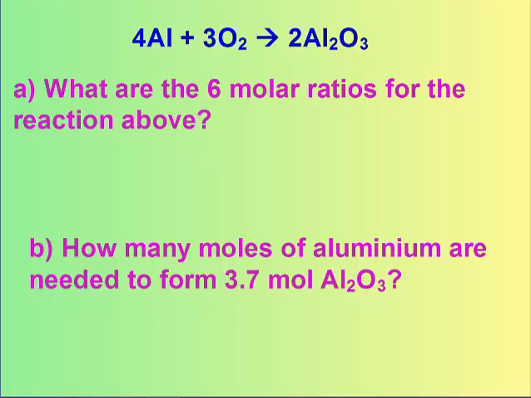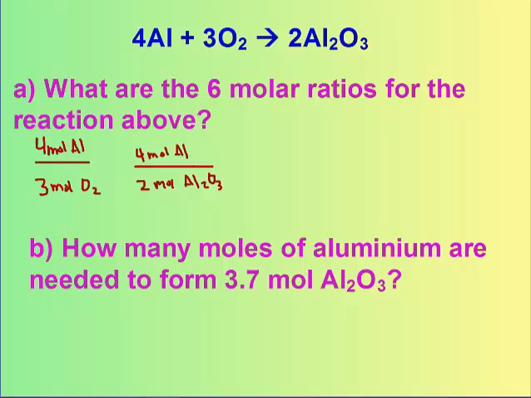So for my first one, I can do aluminum and oxygen. 4 moles aluminum for every 3 moles oxygen. Then I can do aluminum and aluminum oxide. 4 moles to 2 moles. I could reduce this down to 2 and 1, but that's just one place that I could make a mistake. So you don't need to reduce down your mole ratios.